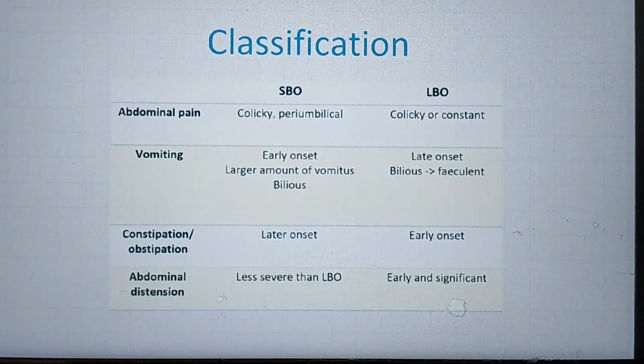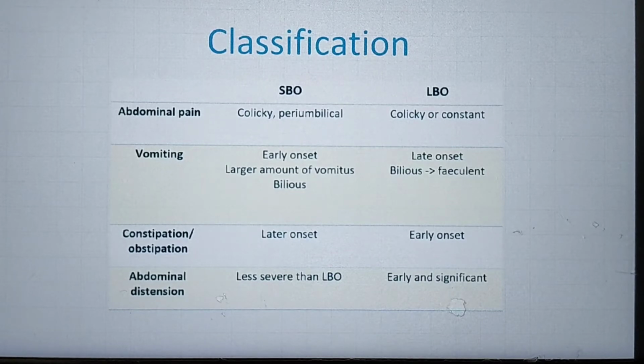So, how do we classify, based on the clinical findings, whether it is a small bowel obstruction or large bowel obstruction? Before we go further, we have to bear in mind that there are 4 cardinal signs of intestinal obstruction, which are abdominal pain, abdominal distension, vomiting, and also constipation. So mainly we can classify small bowel obstruction and large bowel obstruction based on these signs.